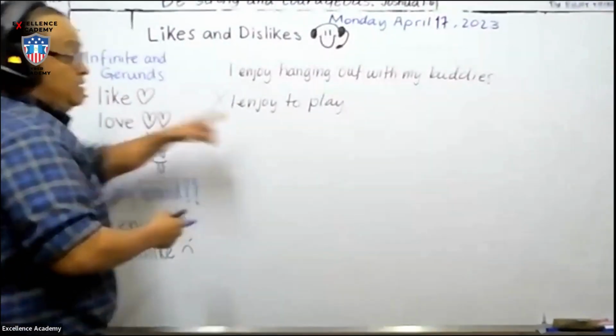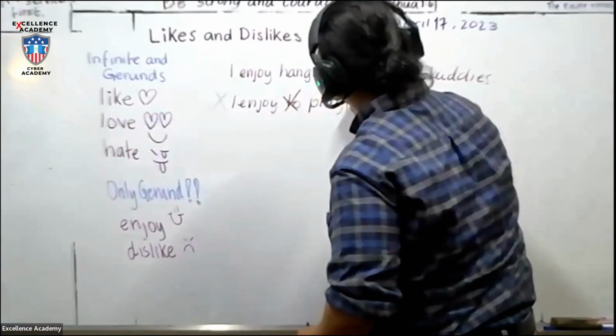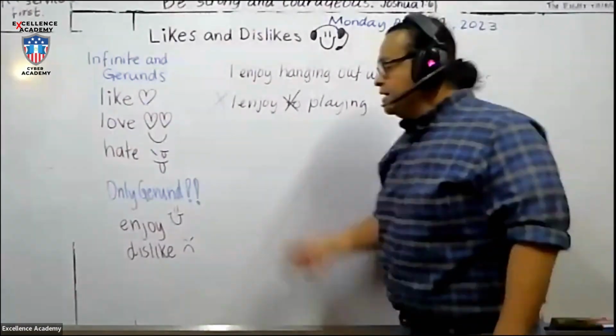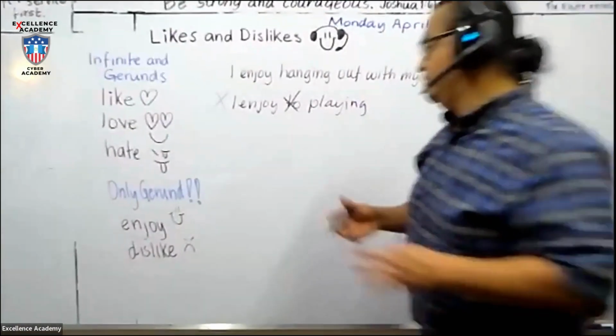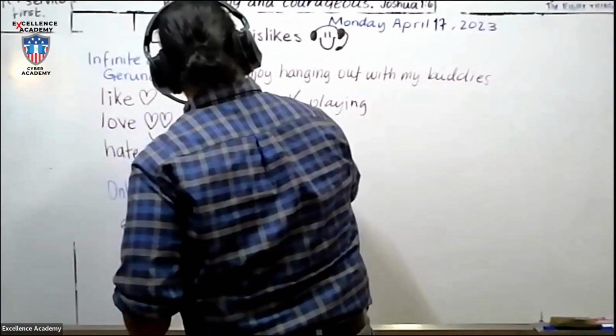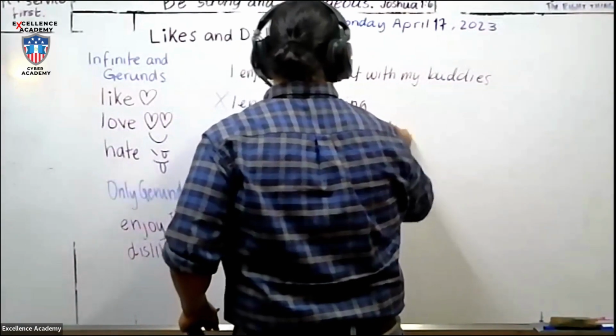So I enjoy, here, what would be the correct form? I enjoy what? Playing video games. I enjoy playing sports. With the verb dislike, you're going to use the ing form as well. So you're going to say, I dislike being late to class.